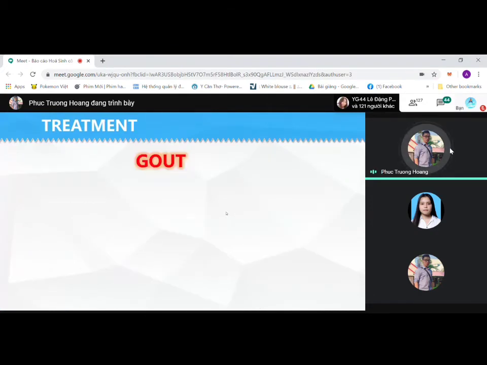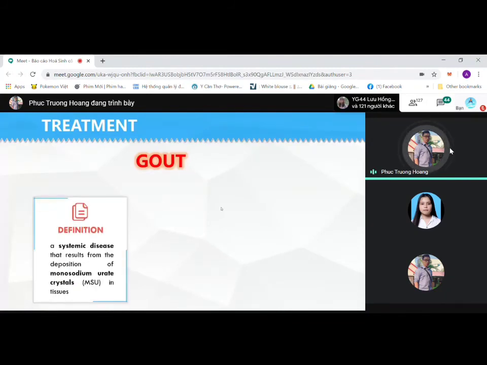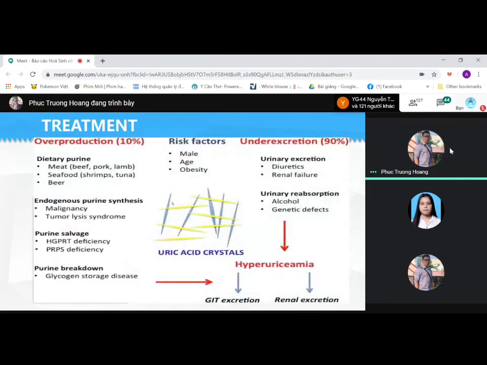The last one is gout. So what is gout? Gout is a systemic disease that results from the deposition of monosodium urate crystals in tissue. So why is there deposition? There are two causes. Maybe there is overproduction, or maybe there is underexcretion. Underexcretion makes up a major percentage, about 90%.